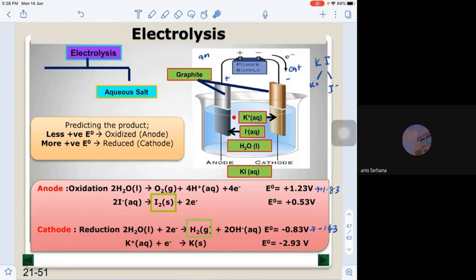And then what is the product at the cathode? Look at the E0 value, negative 1.43 and negative 2.93. This is the rule that we have to remember: the more positive the E0, the easier to be reduced at the cathode. More positive means less negative. So negative 1.43 compared with negative 2.93 is less negative, so it is easier for the H2O to be reduced. That is why at the cathode, the product will be H2 gas.